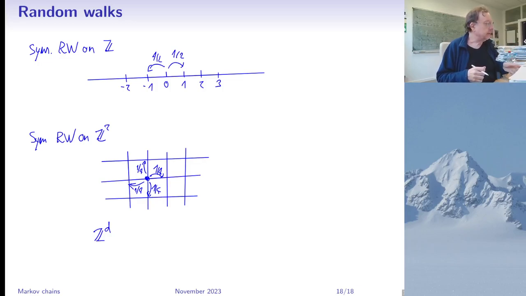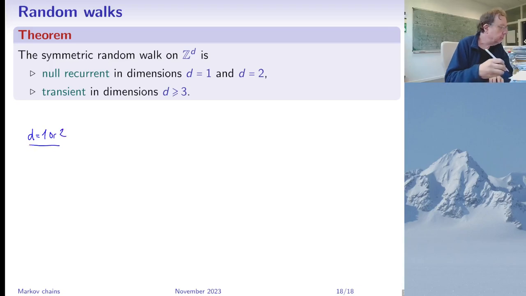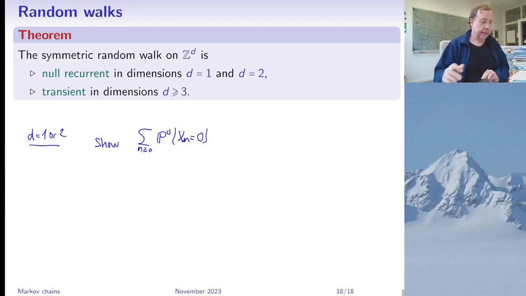Now, what is interesting about these random walks is that the symmetric random walk on Z to the D is null recurrent, so recurrent but not positive recurrent, in dimensions 1 and 2, and it is transient in dimensions 3 and larger. So how do you see that? Well, the basic idea is that in dimensions 1 or 2, you show the following thing. You look at the probability, starting from 0, that at time n you are back at 0, or any other state, it doesn't really matter. And you show that the sum of these probabilities is actually infinite.